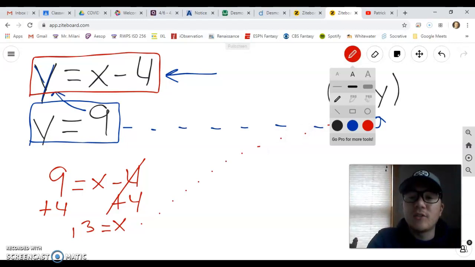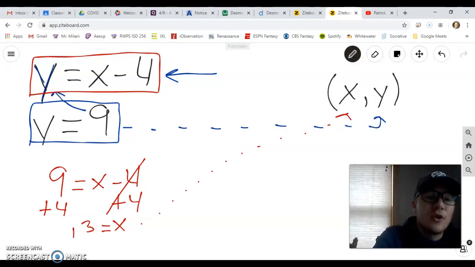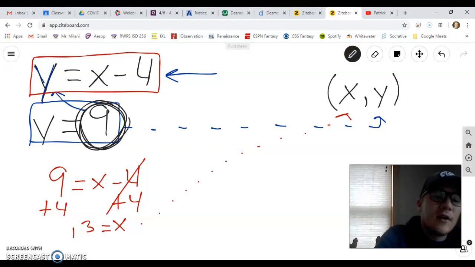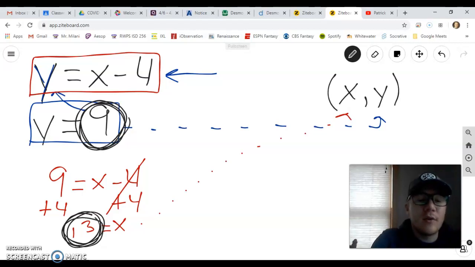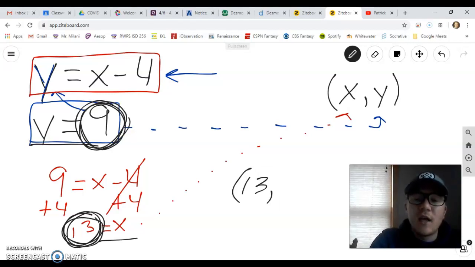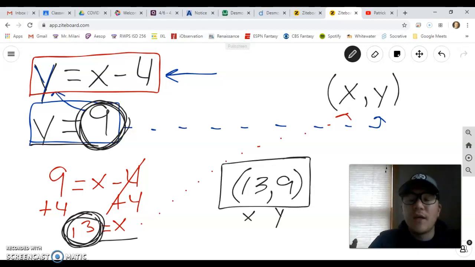So your final answer in these things today, you're going to be given either your x or your y right away, and then you're going to go solve for the other one by substituting. So your x equaling 13, your y equaling 9, your ordered pair for your final answer is the x of 13 and the y of 9. Make sure you're putting the x first and the y second. So that would be your final answer here. That's your ordered pair. That's your solution.